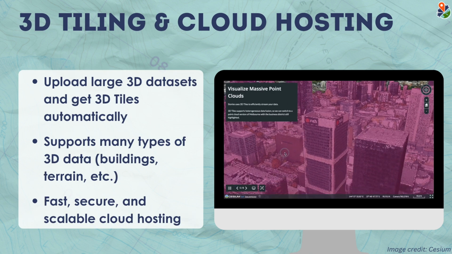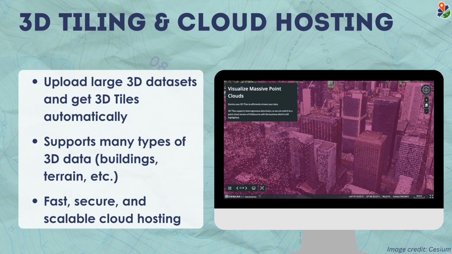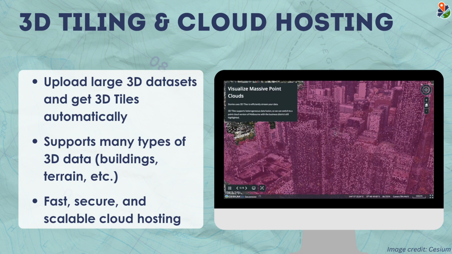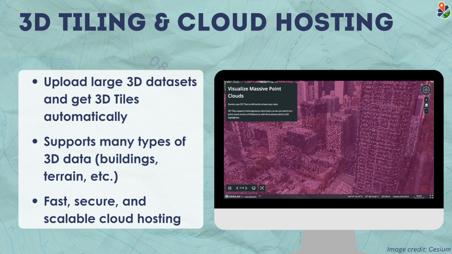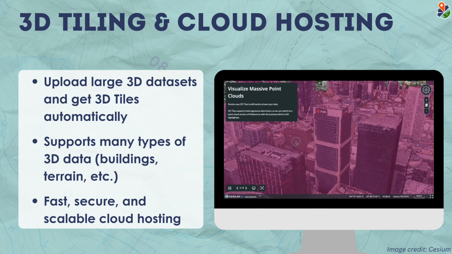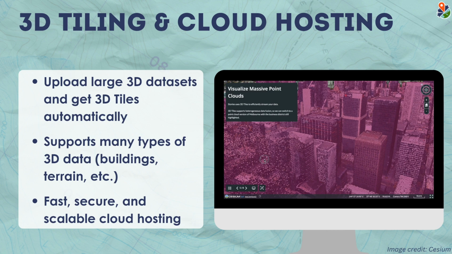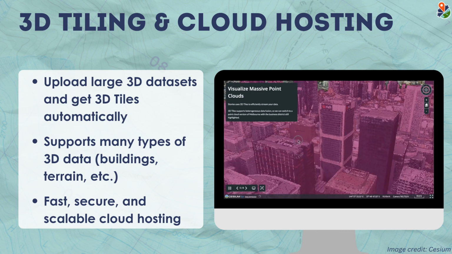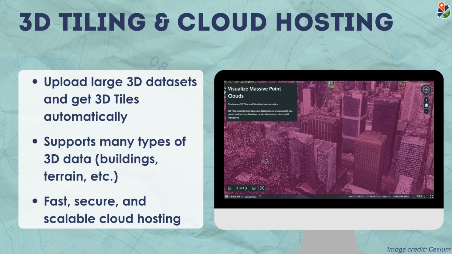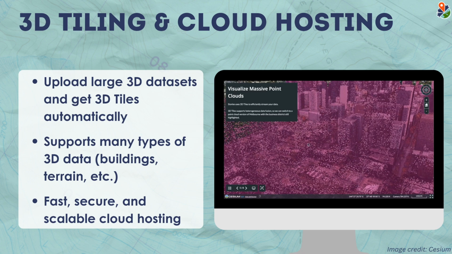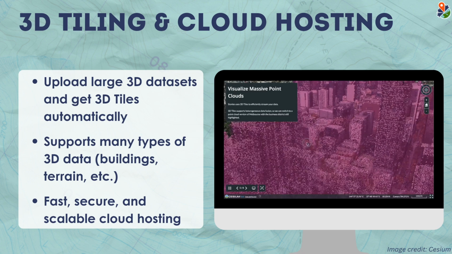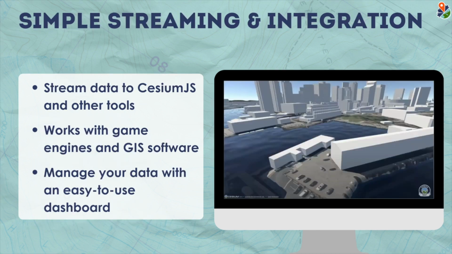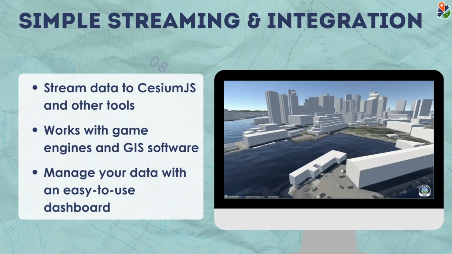One of Cesium's biggest advantages is its ability to automatically convert large 3D datasets into 3D tiles, a format optimized for fast, seamless streaming. Whether you're working with models, terrain, or point clouds, Cesium processes and tiles your data so it runs smoothly in a web browser. It also securely hosts your data in the cloud, eliminating the need for expensive hardware or manual optimization. This ensures fast loading, easy sharing, and seamless integration into other interactive applications. And that's where Cesium really shines. It makes streaming your 3D data effortless.